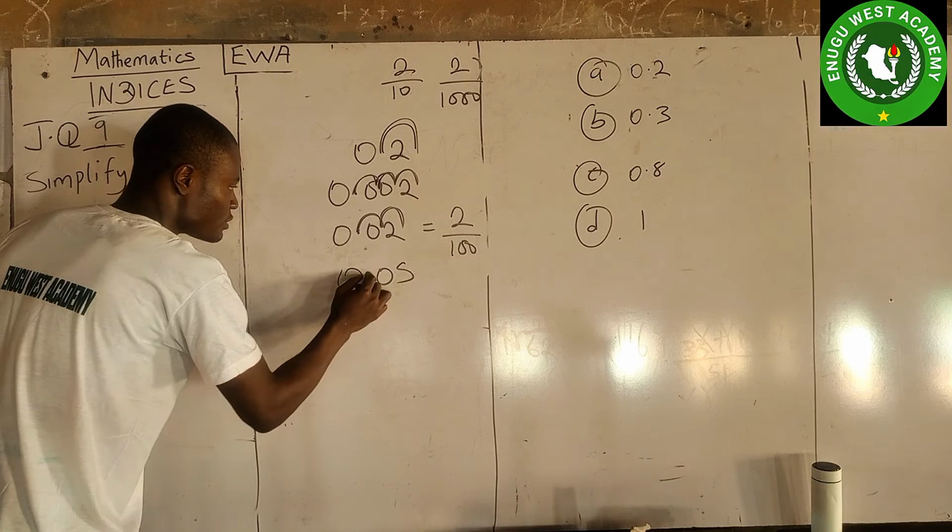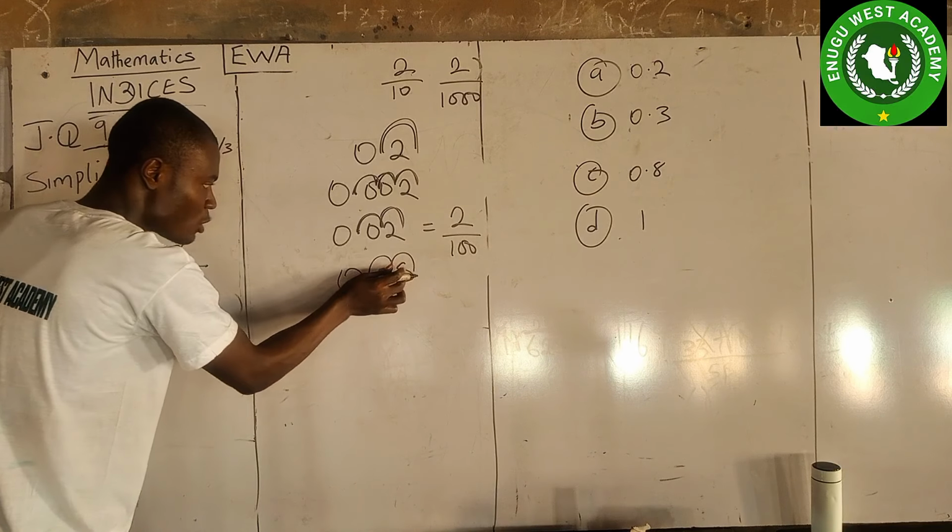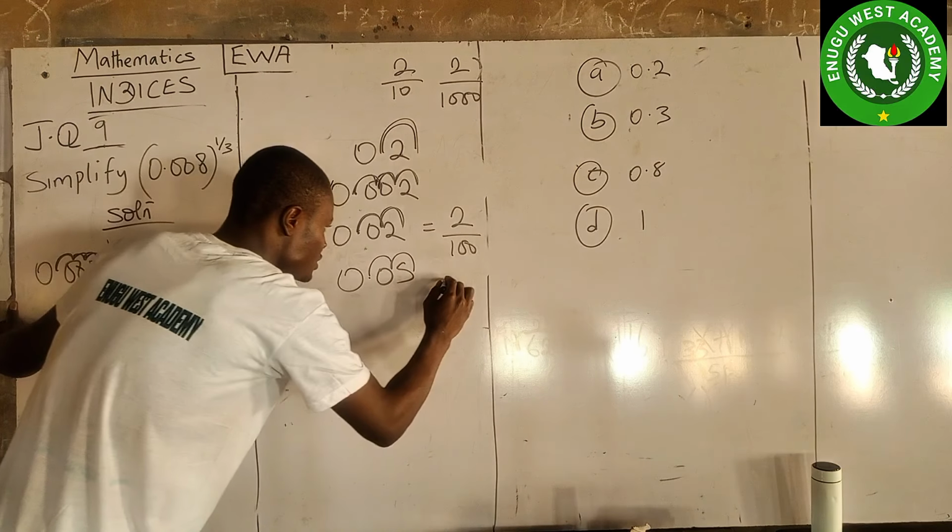So that is it. If you have 0.05, just count 1, 2. What is the number that we are seeing? We are seeing 5. Just write 5. How many do you count? 1, 2. Just write 0, 0, and put 1. It means 5 over what? 100. So it's very simple.